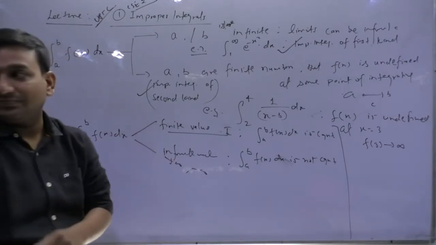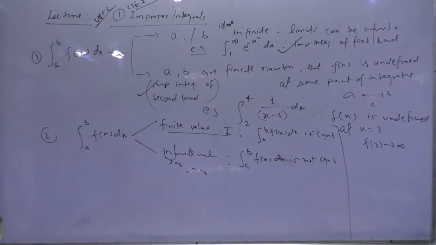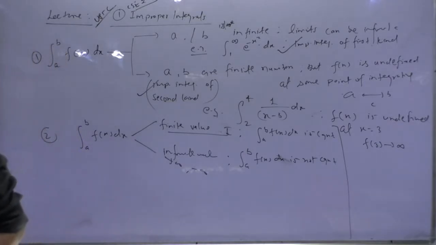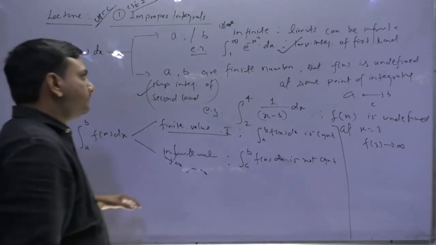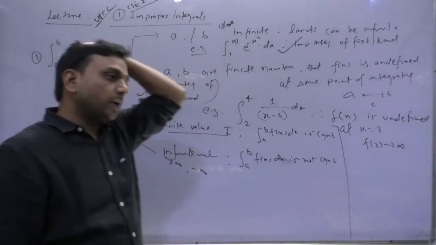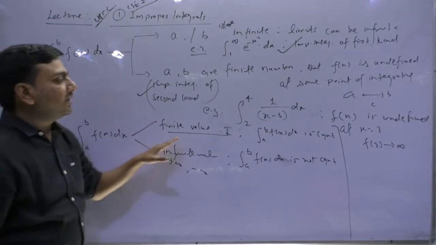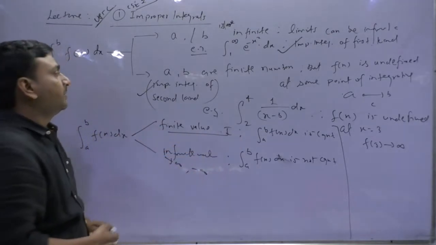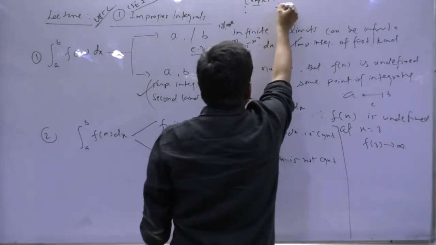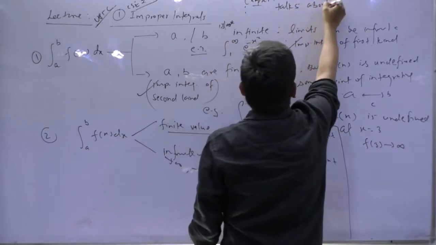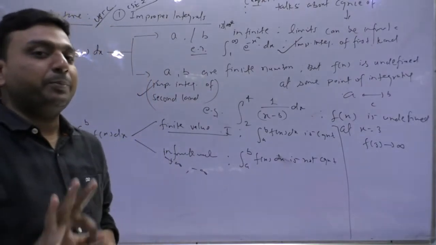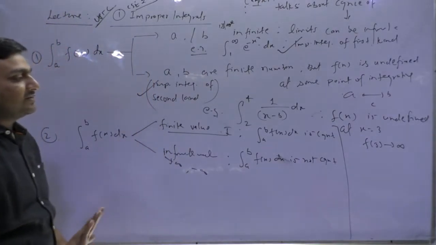So the thing is, improper integral of the first kind, improper integral of the second kind, any kind may be convergent or divergent. So this chapter talks about convergence of improper integrals. Is that clear or not?